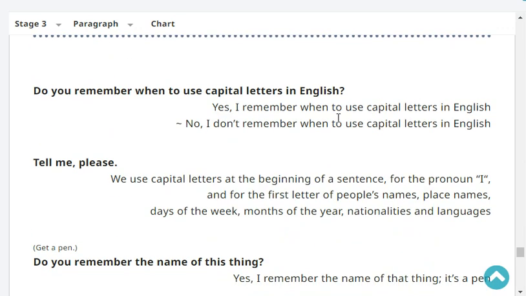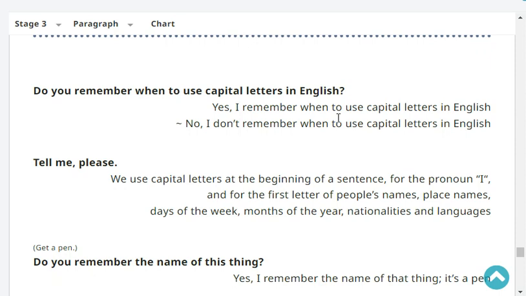Very good. Next, do you remember when to use capital letters in English? Yes or no? No, I don't remember when to use capital letters in English. Let's review.